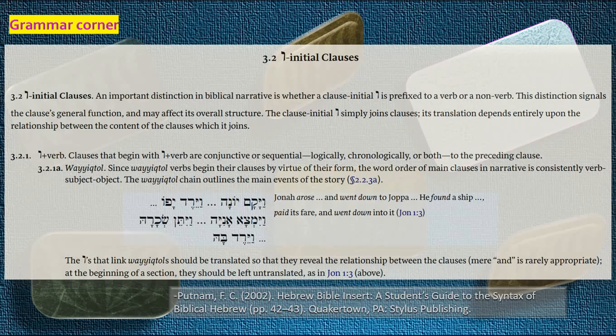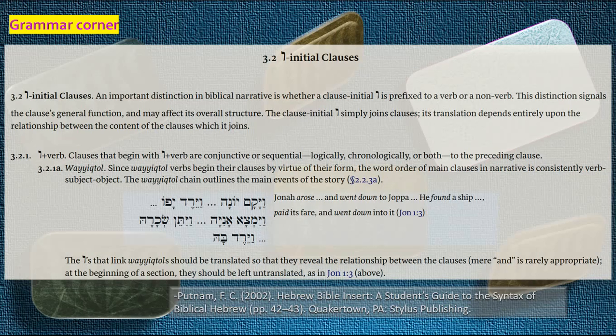in initial clauses. Okay? So I'm just going to read here from this textbook by Putnam. It's called The Hebrew Bible Insert, A Student's Guide to the Syntax of Biblical Hebrew. All right, and there's the publishing information from 2002. So he's got a nice example here where he says, when Vav is in initial clauses, an important distinction in biblical narrative is whether a clause initial Vav, that means you're starting that chunk of the sentence, that's the clause, is prefixed to a verb or a non-verb. The distinction signals the clause's general function and may affect its overall structure.